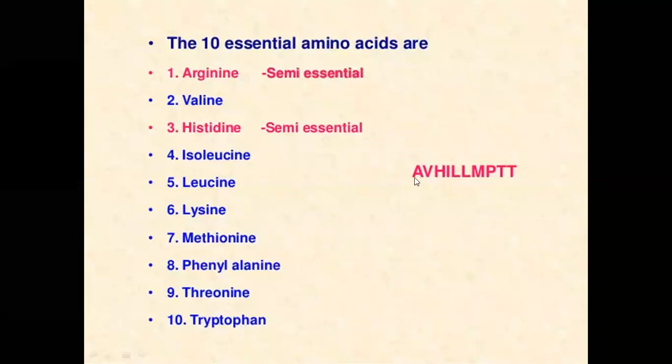AVHILLMPTT. तो इनके long form आपको आने चाहिए: arginine, valine, histidine, isoleucine, leucine, lysine, methionine, phenylalanine, threonine and tryptophan. So these are the 10 essential amino acids. ये 10 essential amino acids हैं.